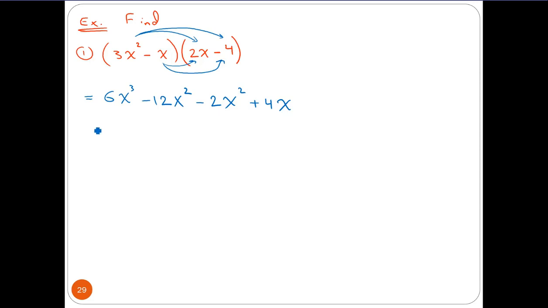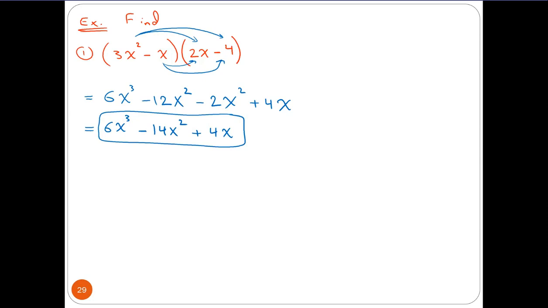How can we simplify? We don't have another x to the power 3, so we put 6x to the power 3 in the final result. After that, we have negative 12 and negative 2, because we have 2 terms in x squared, so we have negative 14x squared, and we have 1 term in x, so this is the final and simplified result.